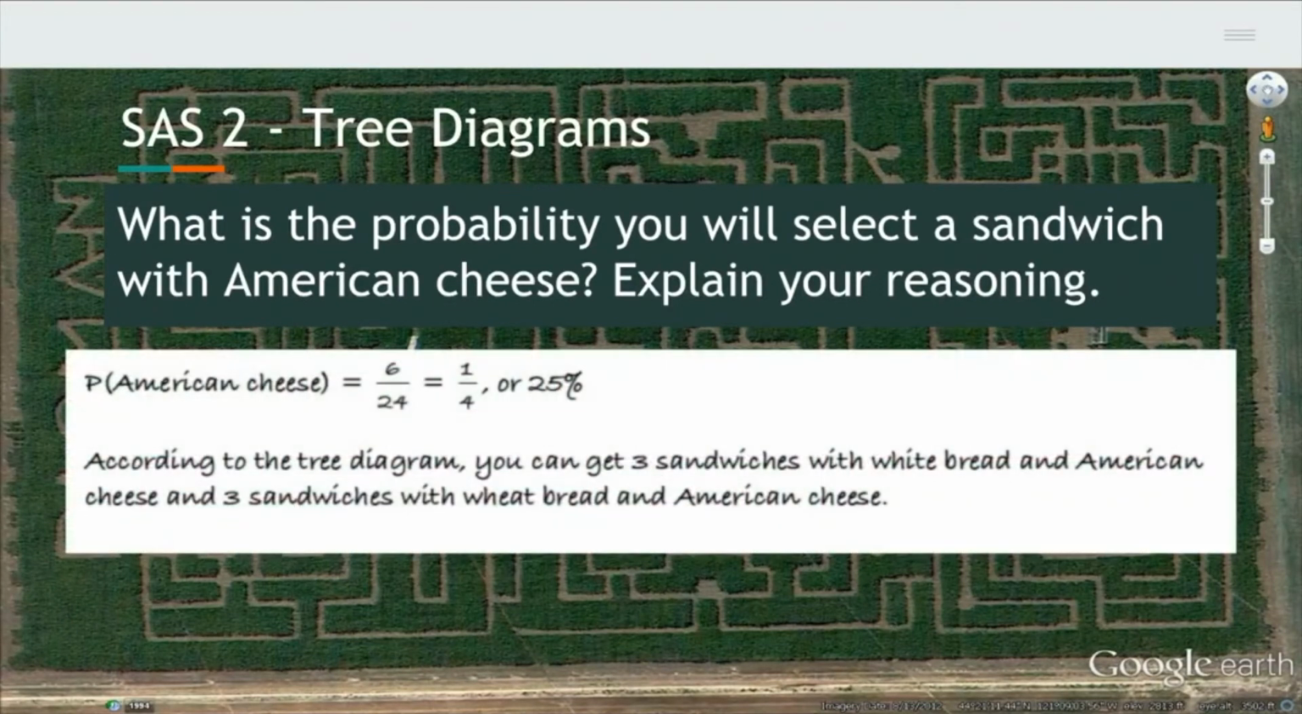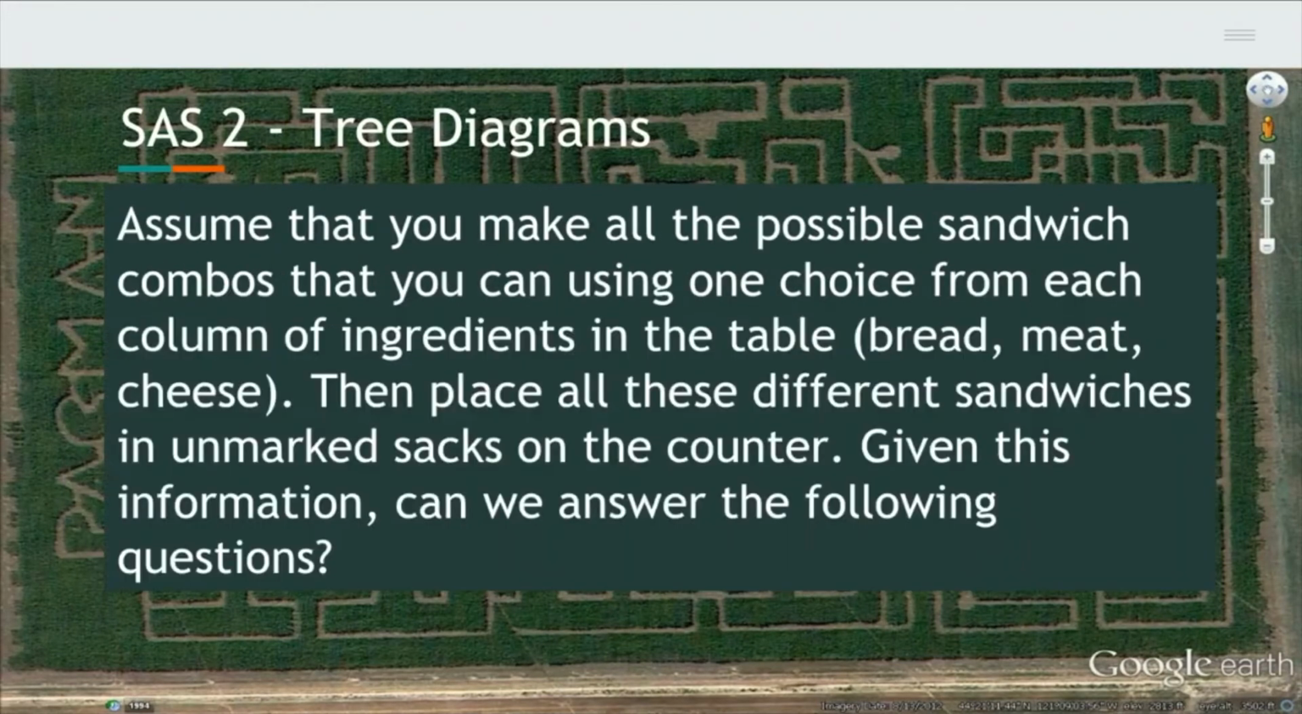When you look at it through the lens of a tree diagram, you have 6 of 24, because each one of the 4 cheeses comes off of either wheat or white. So we're going to have American cheese, and American cheese only comes off of one of each of the meats in the tree diagram. That's 1/3 on the wheat and 1/3 on the white, and that means we have 1/3 plus 1/3. I'm sorry, that's not true. I apologize. Let me go back and look at this diagram real quick.